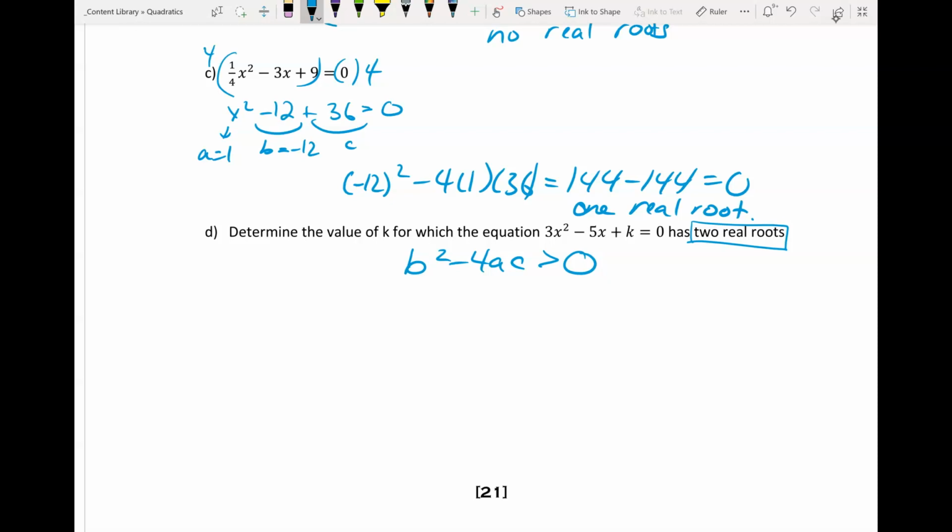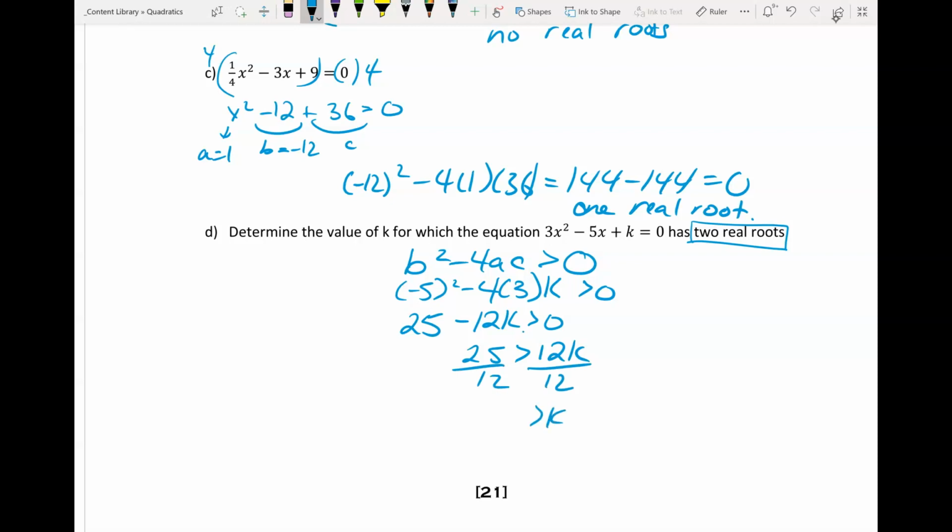So B is -5, A is 3, C, we're just going to call that k. So this is an inequality we need to solve for. We're going to square this -5 squared to get 25. 4 times 3 is 12. Now I'm going to move this 12k over to the other side by adding 12k to both sides. So then we have positive 12k on our right side, and then I'm going to divide both sides by 12.